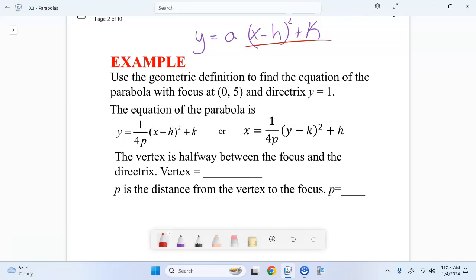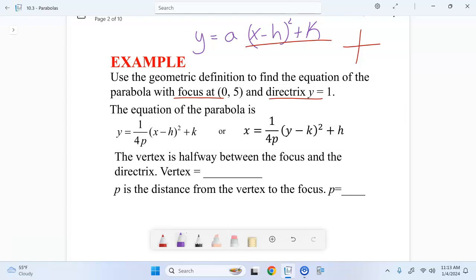Usually two of those three pieces of information is all you need in order to fill in everything else. Okay? So here they give us the focus and the directrix. All right, so let's draw a little sketch to visualize this. I just have a little coordinate grid there. Doesn't have to be perfect.